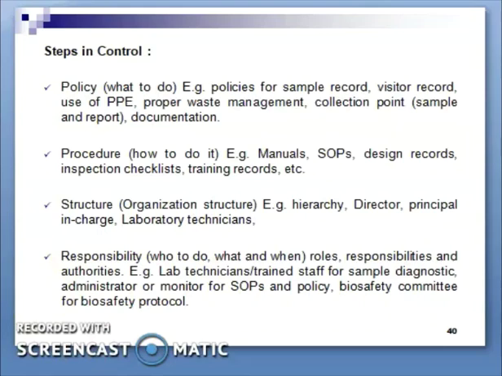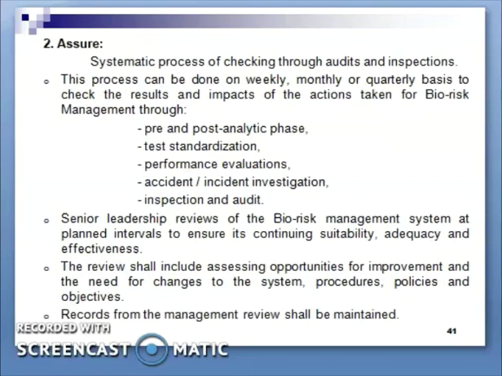The next part of the performance is assure: a systemic process of checking through audits and inspections. This process can be done on a weekly, monthly, or quarterly basis to check the results and impacts of the actions taken for biorisk management through pre and post analytic phase, test standardization, performance evaluation, accident incident investigation, inspection, and audit.